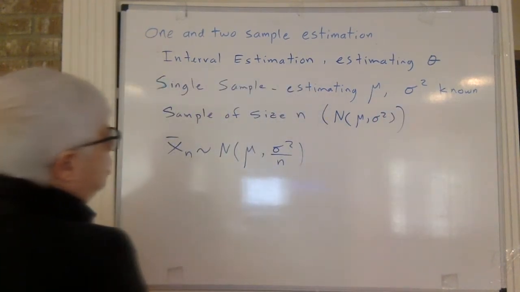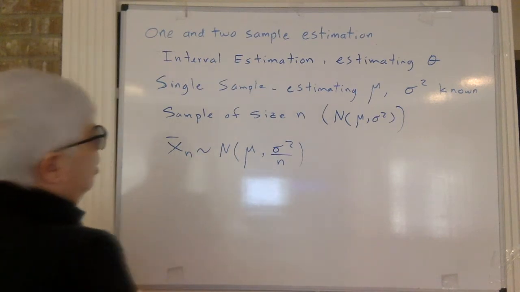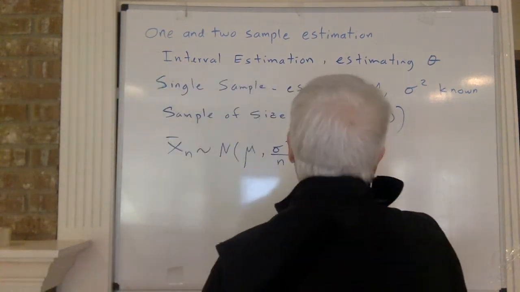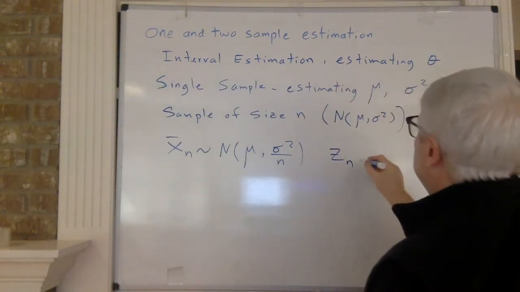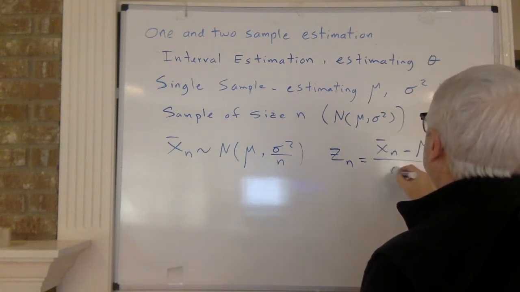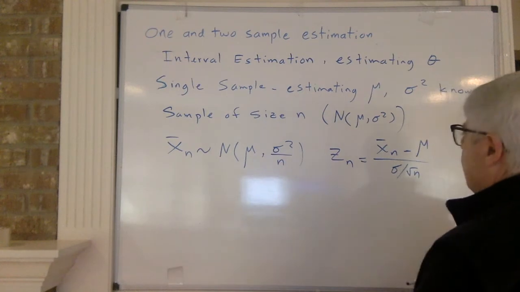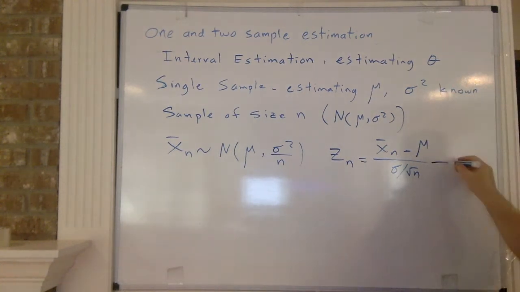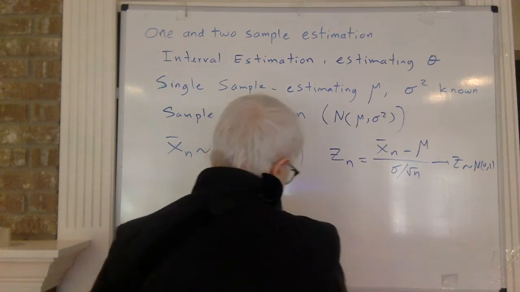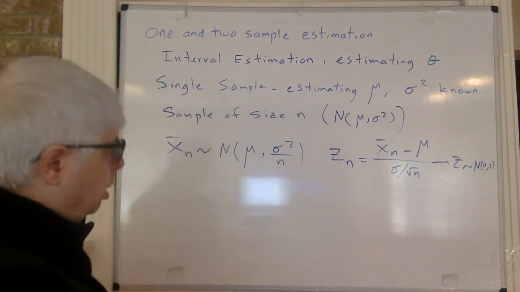Okay, we know this from the previous chapter. So what else do we know? We also know that Zn, which is (X̄n − μ) over (σ over root n), approaches a Z, which is normal(0, 1). This also we know.